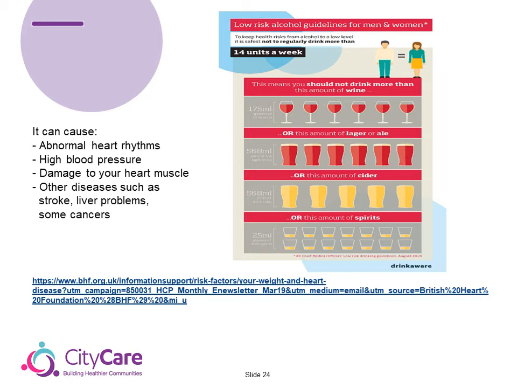This slide is demonstrating the number of alcoholic drinks that you can have to bring you up to that 14 units per week. This means that you should have less than 6 175 ml glasses of wine per week, less than 6 568 ml glasses of beer or lager a week, less than 5 568 ml glasses of cider, and less than 14 25 ml glasses of spirits. That would be a single shot.